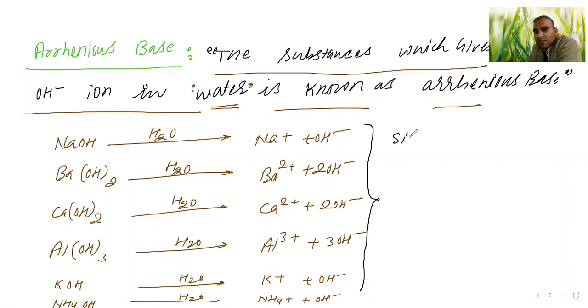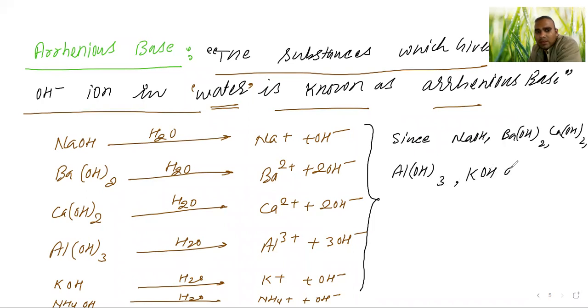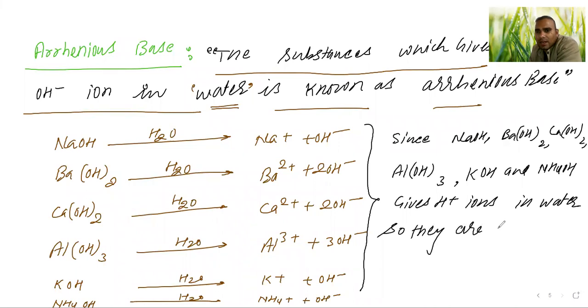Since NaOH, Ba(OH)2, Ca(OH)2, Al(OH)3, KOH and NH4OH give OH minus ion in water, they are Arrhenius bases. Can you understand this, please?